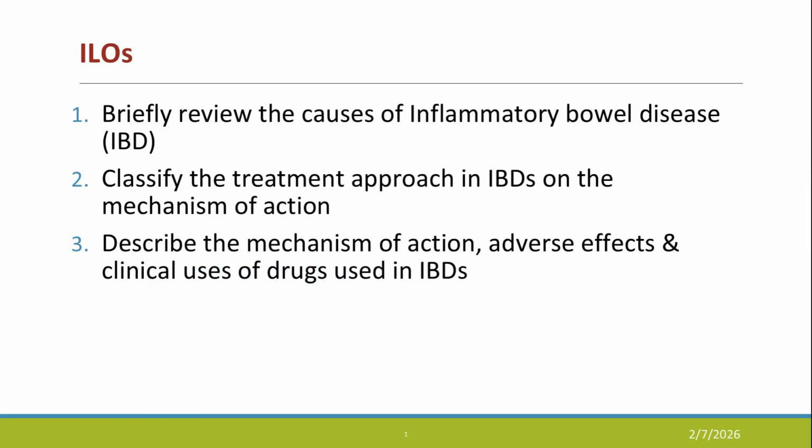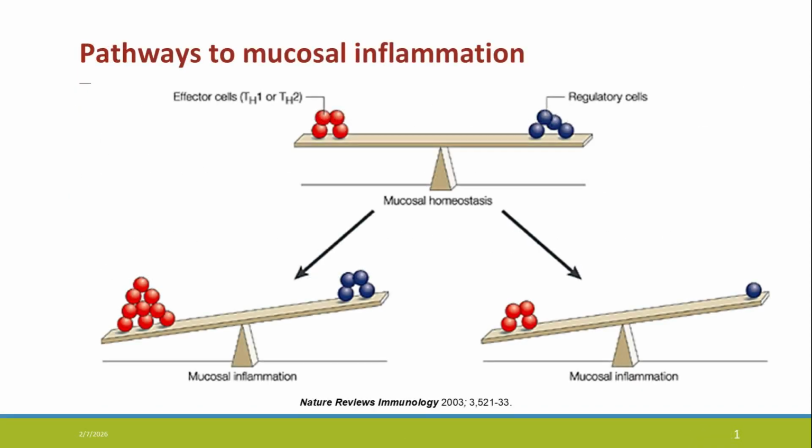The intended learning objectives are shown. IBD begins with disruption of the intestinal mucosal barrier. Normally, the epithelium prevents bacterial invasion. When this barrier fails, luminal antigens activate the immune system. This leads to chronic inflammation. Therefore, all therapies aim either to suppress inflammation or restore immune balance.